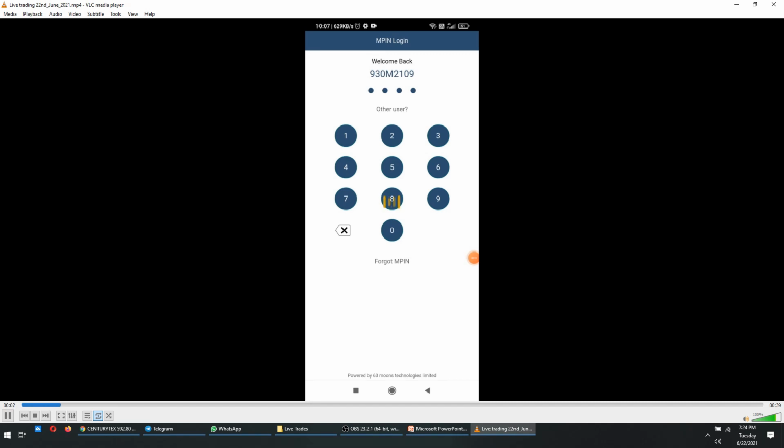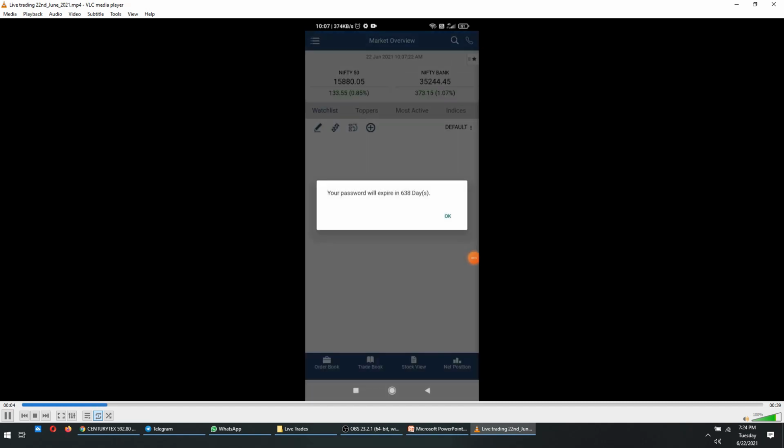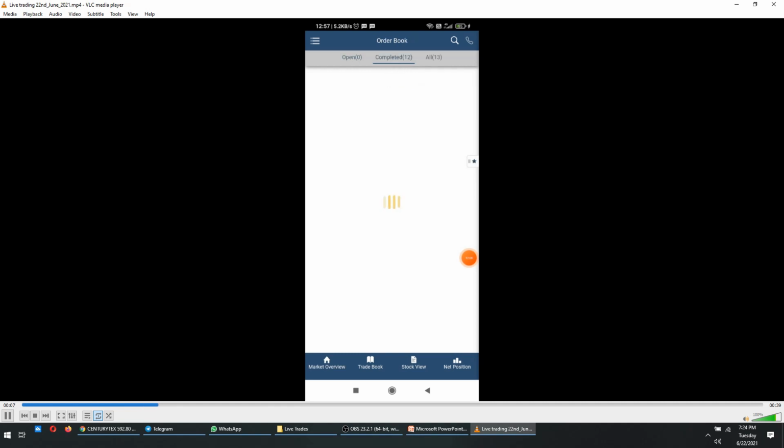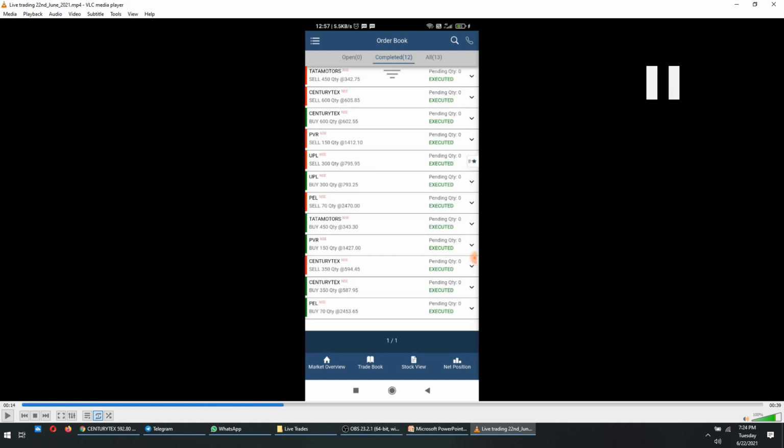So I'm logging in to my broker's mobile application, that is Astha Wave, and under the completed tab we have 12 trades. Let me pause the video here. These are the 5 trades that were taken. In total there are 6 trades because Century Tex was traded twice. As you can see here, once it was traded here and a second time it was traded here. Along with that, I traded on PEL, PVR, Tata Motors, and UPL.